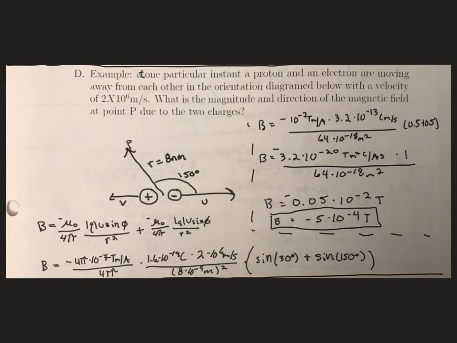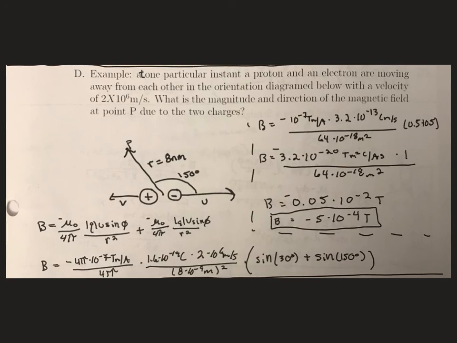And they're both the same distance away from the point of interest, point P, so I factored that out as well, remembering to square it and converting from nanometers to meters. So the only thing left in my parentheses is the sine of phi. So for the positive charge, it's 30 degrees between V and R. And then for the negative charge, it's 150 degrees between V and R.